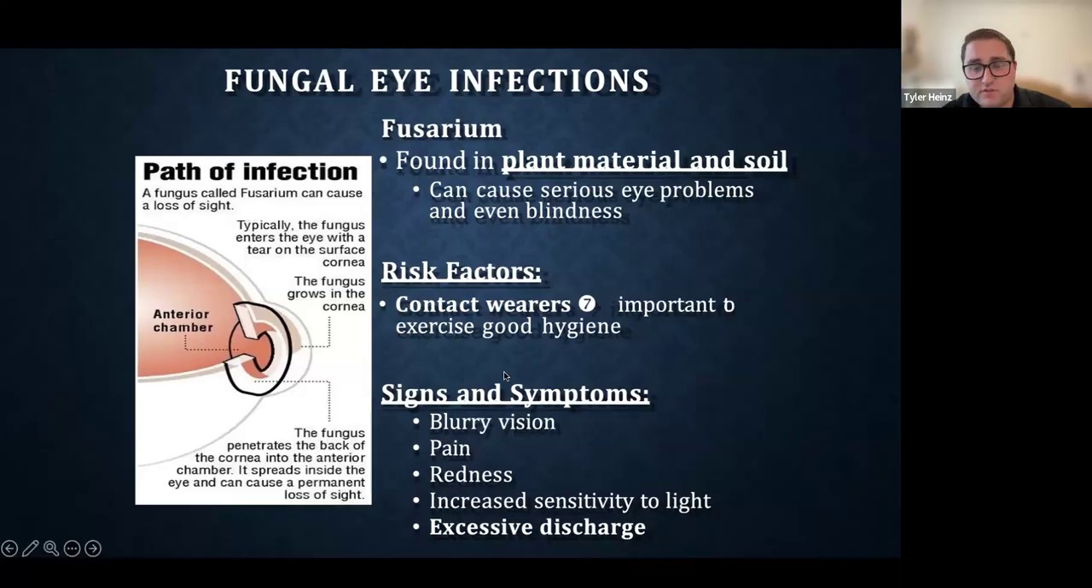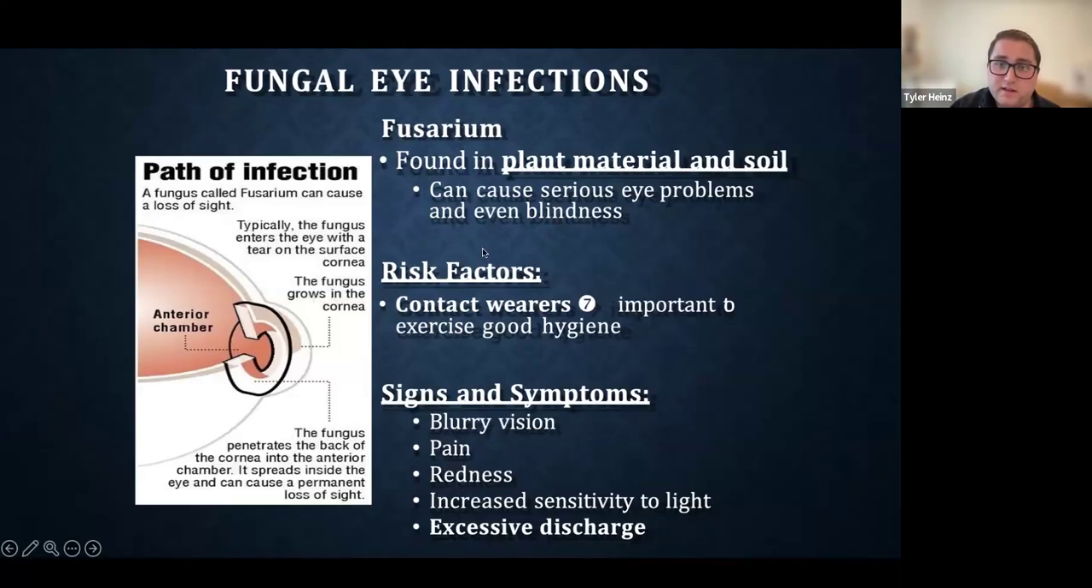Your signs and symptoms, just like all of your eye conditions, you're going to have blurry vision, pain, redness, increased sensitivity to light, and excessive discharge from the eye. So that's one of the big things with Fusarium. And it's typically going to grow whenever you have a tear on the surface of the cornea. So again, that epithelial layer, that's our most commonly damaged area. Whenever you have a tear on the surface, that's where infections are going to start to set in.